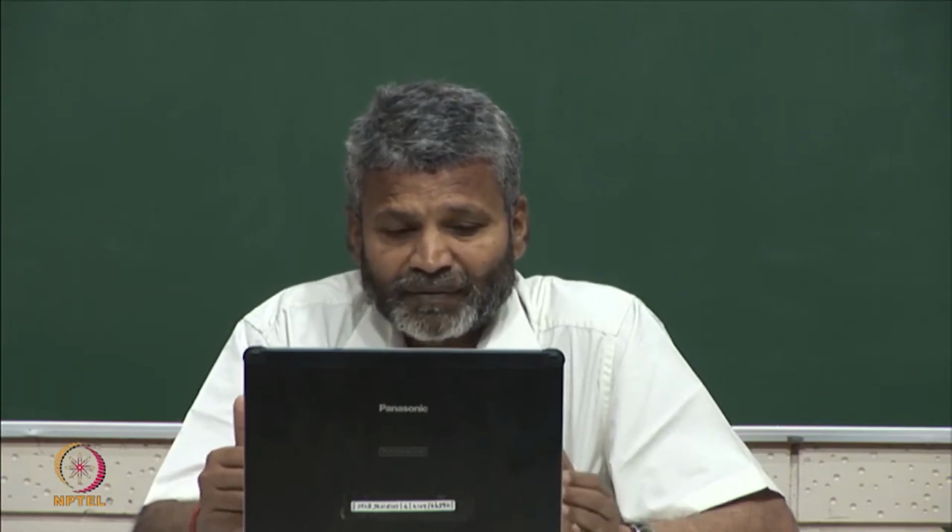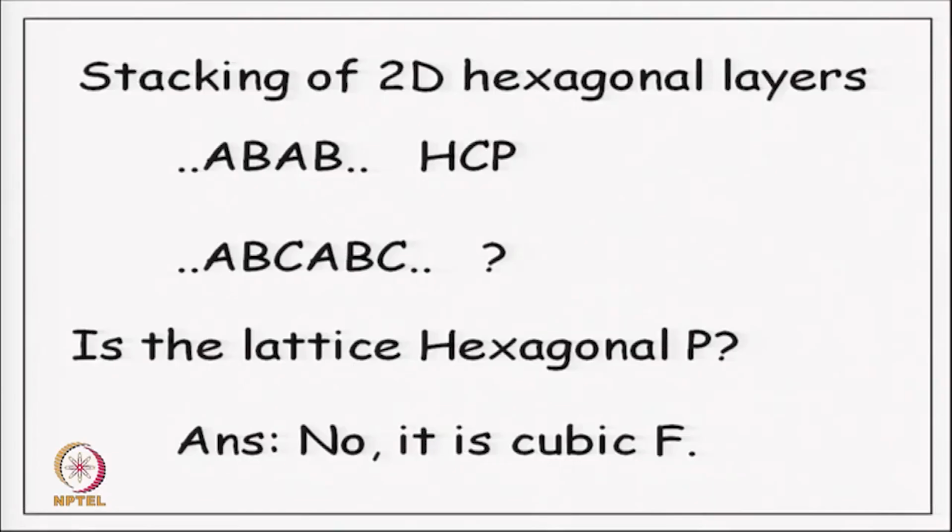Also, the cubic F or face centered cubic will have 4-fold axes. This is not there in our 2-dimensional hexagonal layer. So, where is this 4-fold axis emerging from? That is why in a way it is rather surprising that by stacking 2-dimensional hexagonal layers we end up in a face centered cubic structure which has a face centered cubic lattice.